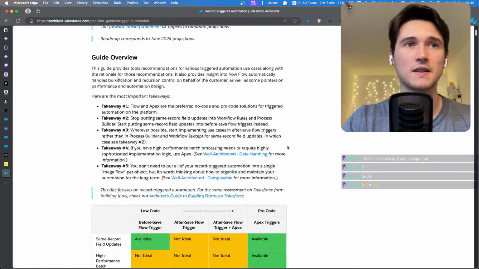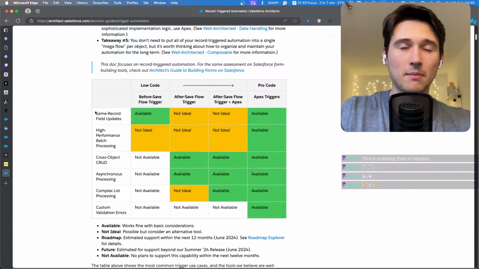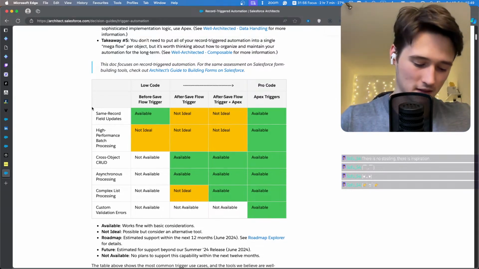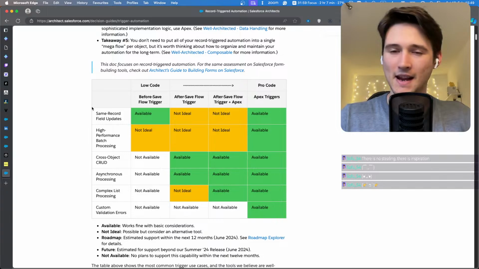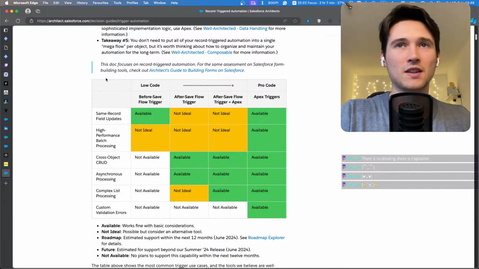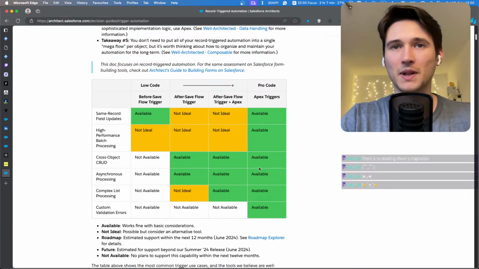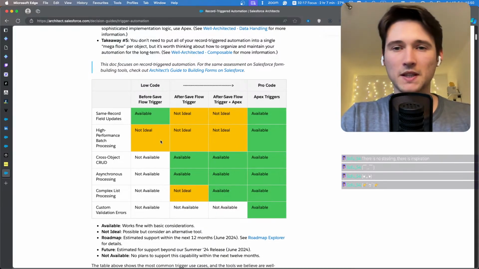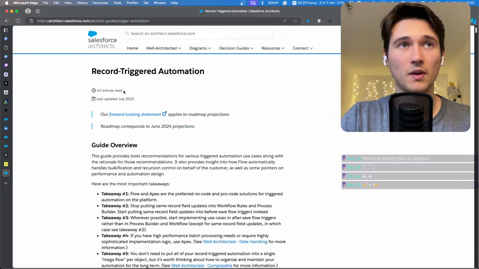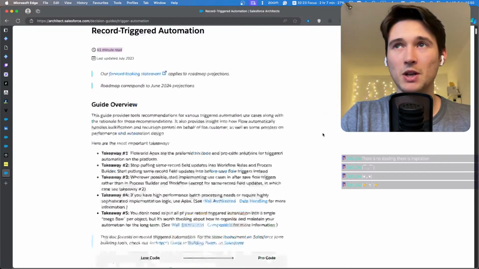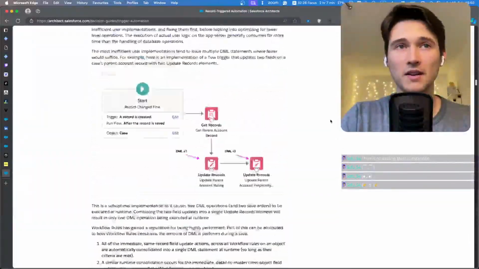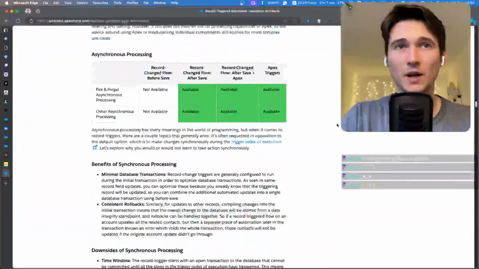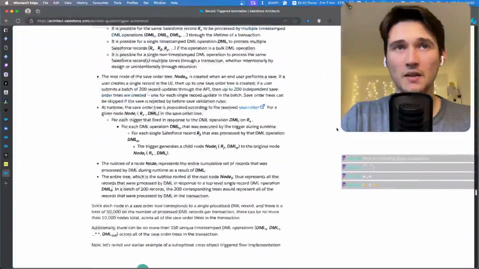Record triggered automation. They have this table here, and this is the best table in the Salesforce ecosystem that can basically put an end to the discussion of Flow versus Apex. There's no single answer, but you can definitely see that with code you can do everything. With low code, depending on what you use, you can do most things or none. So it depends what is more important for you. And then look at this. 41 minutes read, their estimation. If you go through this whole thing, you will be so much better at understanding where to choose what. So it's a really good article.